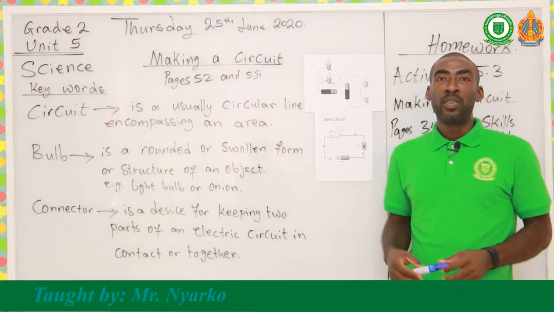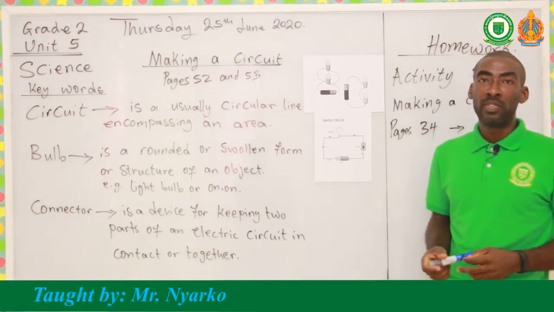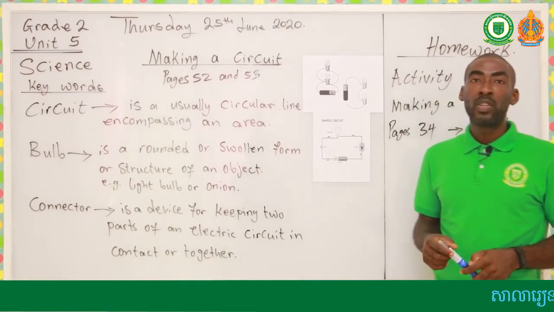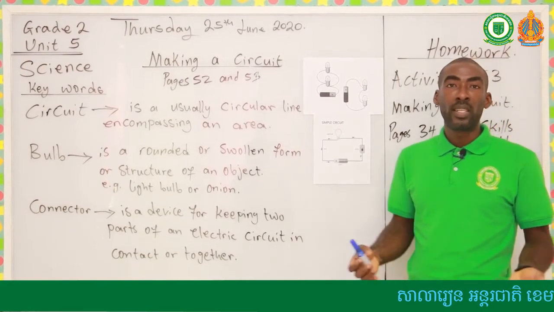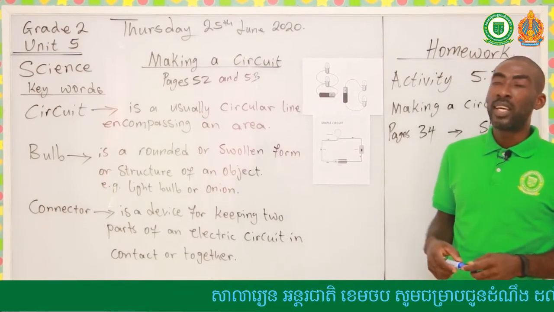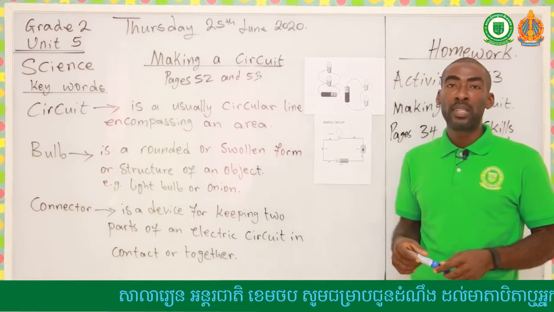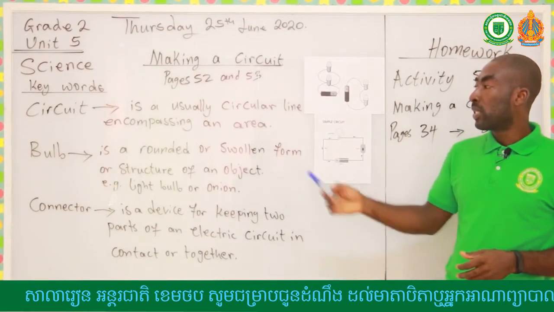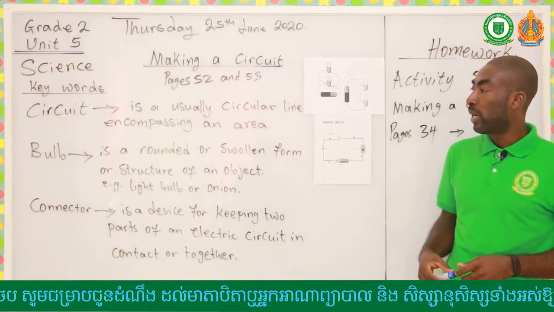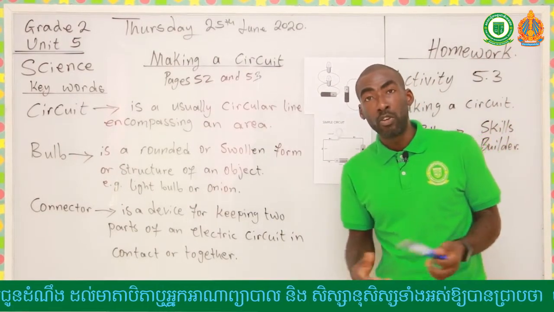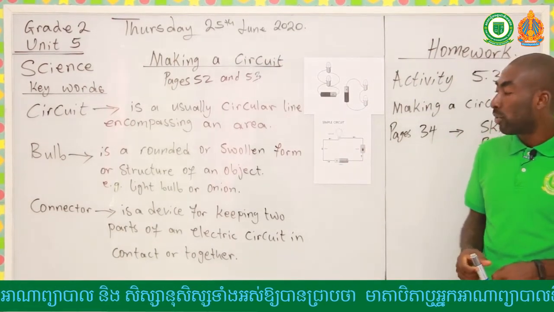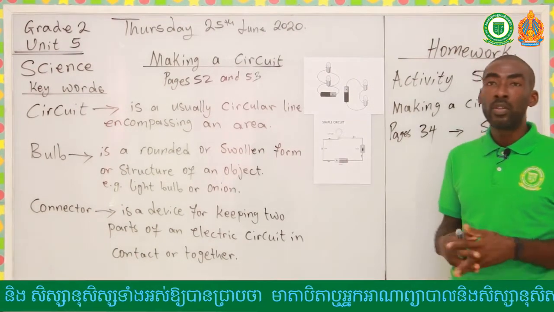I want to remind you that we are doing making a circuit from pages 52 and 53. And the keywords are circuit, bulb, connector, okay? So what is a circuit? Yes, can you say? Okay, so a circuit is a usually circular line encompassing an area. And then a bulb is a rounded or swollen form or structure of an object. So we have an example to be an electric bulb or an onion. A connector is a device for keeping two parts of an electric circuit in contact or together.